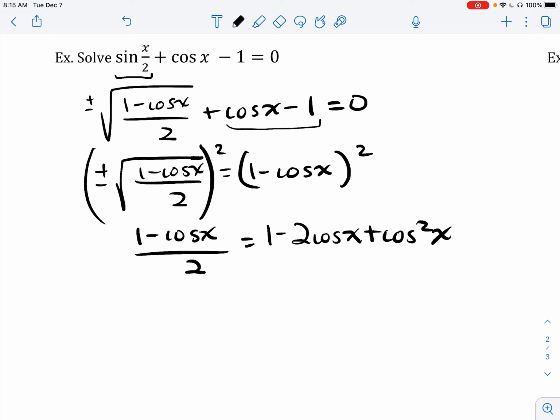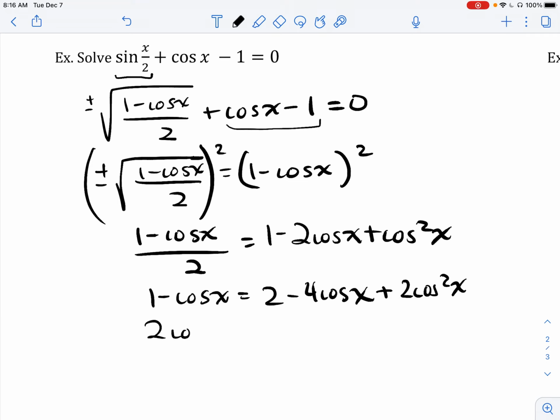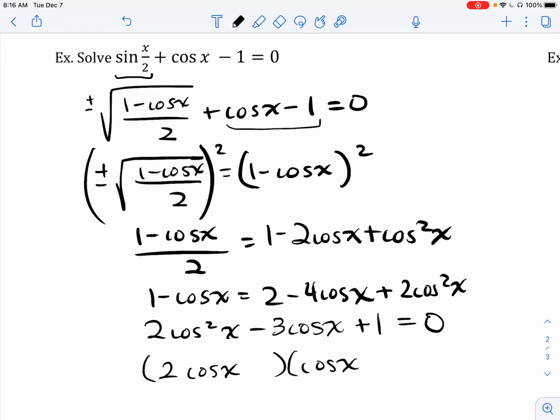Multiply both sides by 2, and then we can write 1 minus cosine x is equal to 2 minus 4 cosine x plus 2 cosine squared x. And then if I move all my terms to one side, we get 2 cosine squared x minus 3 cosine x plus 1 is equal to 0. And I believe this is factorable. Let's see. This is 1 and this is 1, and these are both negative. Yep, I think that works out.